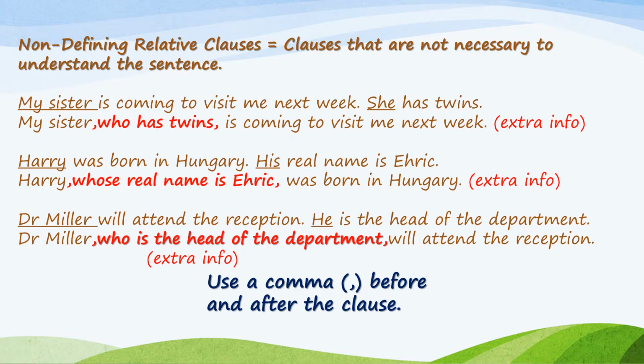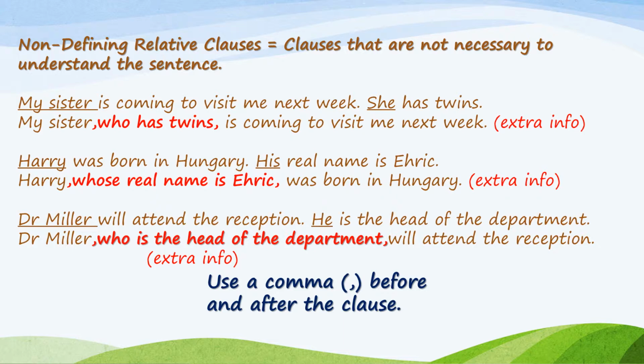So now it's time to talk about non-defining relative clauses. Unlike defining relative clauses, non-defining relative clauses are the ones that give extra information about the person, thing, or idea they refer to. The sentence will still make sense without them. They're always separated from the main clause by commas.